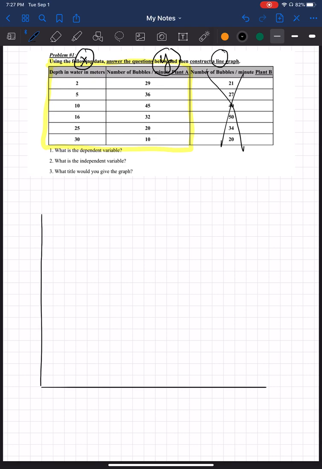So remember that you're going to need titles and labels on your graphs. So for our x-axis, which is going to be this horizontal line here, it's going to be depth in water, and then it says meters, so we want to include our units there. And then the other one, your y-axis, is number of bubbles per minute. So you want to include your labels. If I was grading you on this, if you are missing labels, then you're not going to get full points.